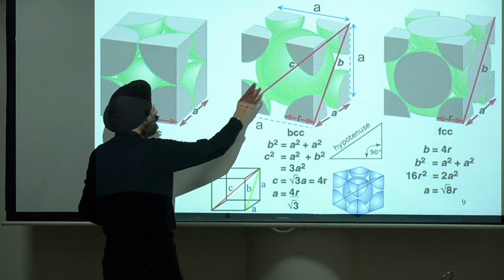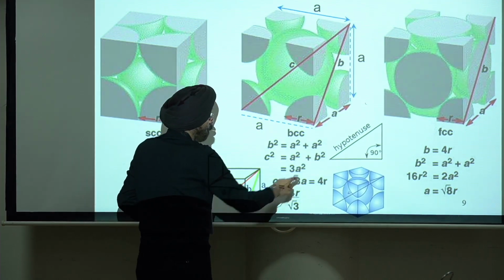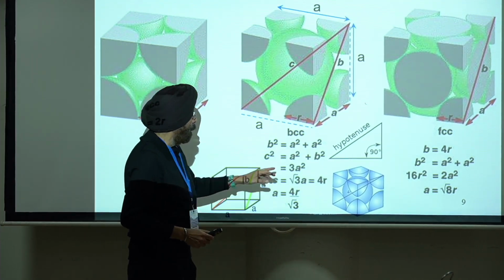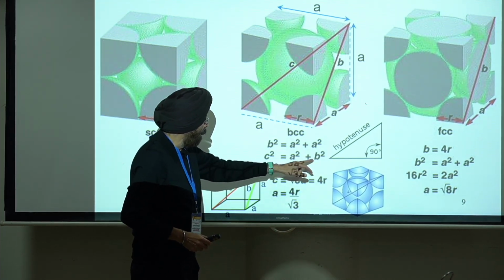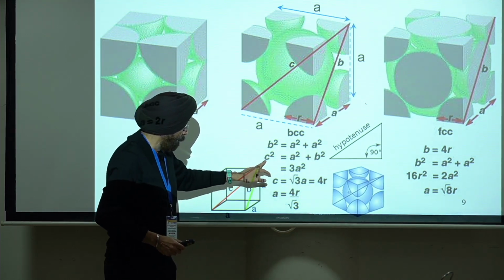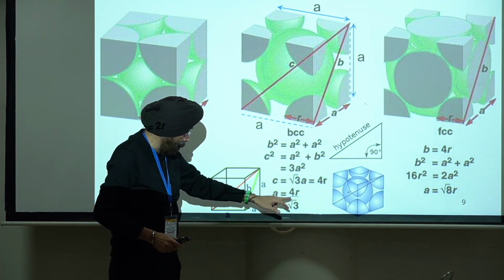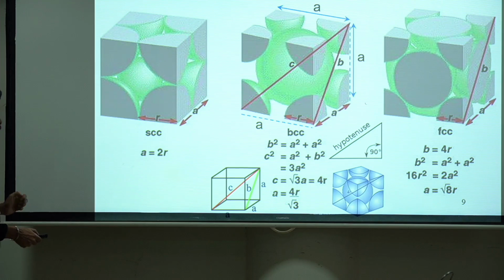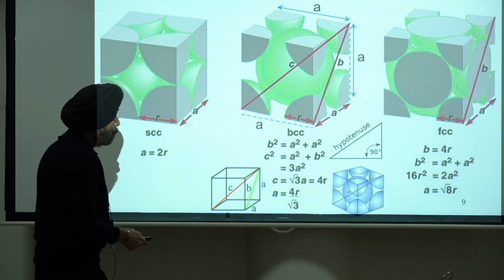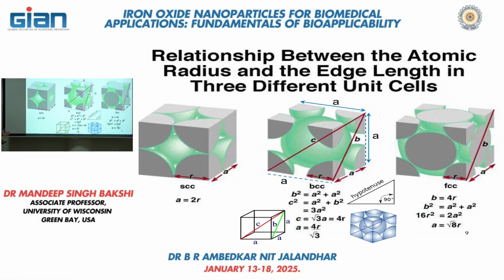So what we can say is c square is a square plus b square. Now I have three a squares, I can add them, and I can substitute the b square over here. C square is equal to this, rearranging it. So I have a, the edge length here, related to the radius through this formula. Now you will see that this formula is much more complicated in comparison to this. Likewise, you can do it by drawing the triangle over here. So these are the relationships between the edge length and the radius.